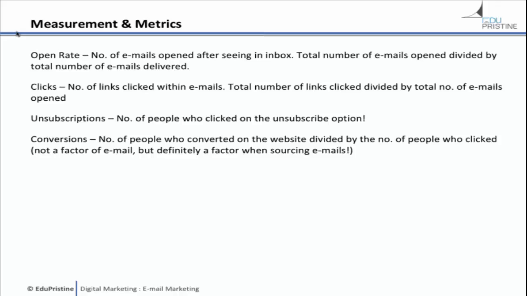Okay, clicks. Number of times email links were clicked divided by total number of emails opened. So basically, if there are 100 emails that are opened, how many of them actually got clicks? Okay, and then unsubscriptions. If you send out an email campaign to 10,000 people, how many people clicked on the unsubscribe option?